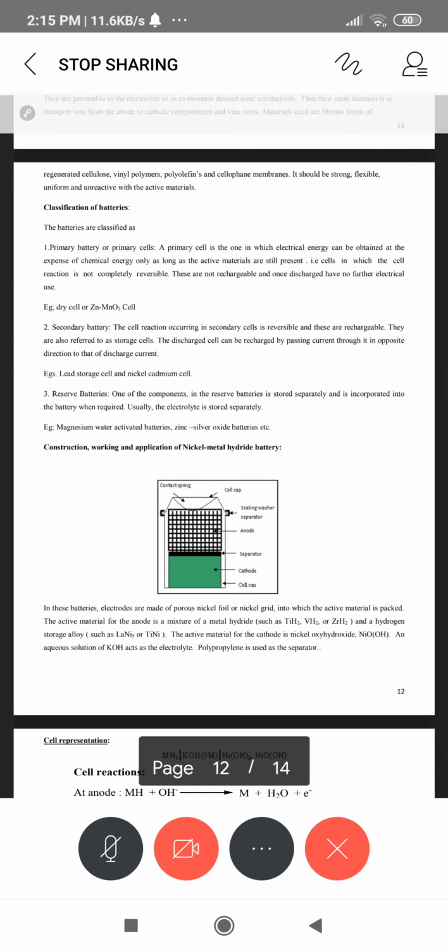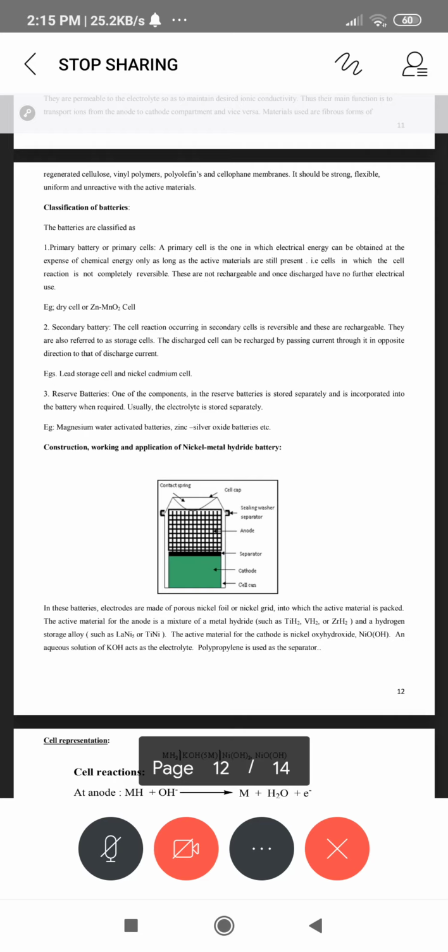So far we will write at the time of construction, working of these batteries, you will write all those things. Definitely you will get full marks out of 7. You can get 7 in that construction, working of nickel metal hydrides battery.